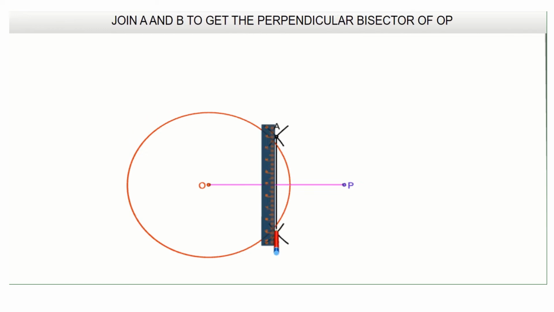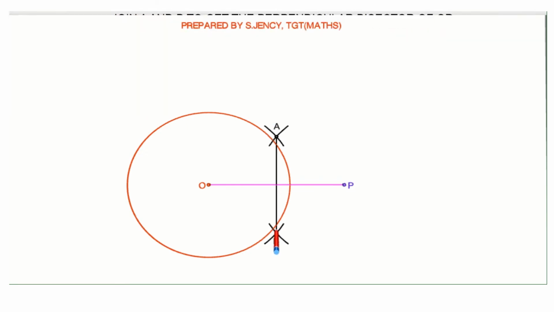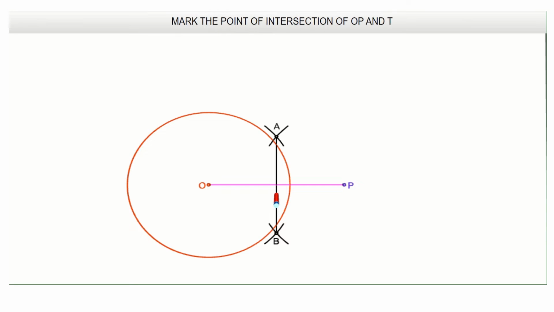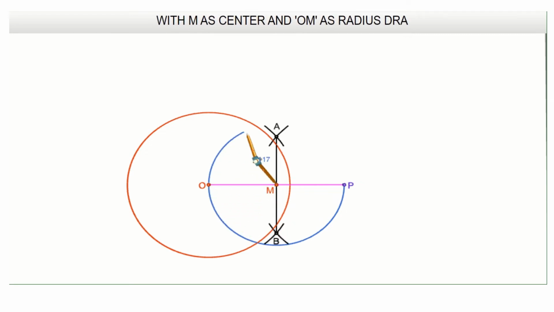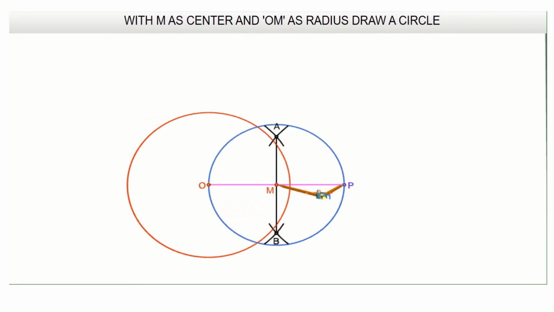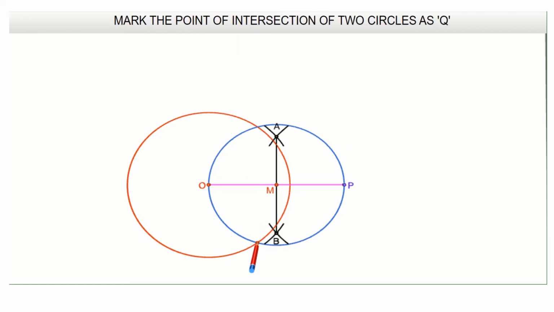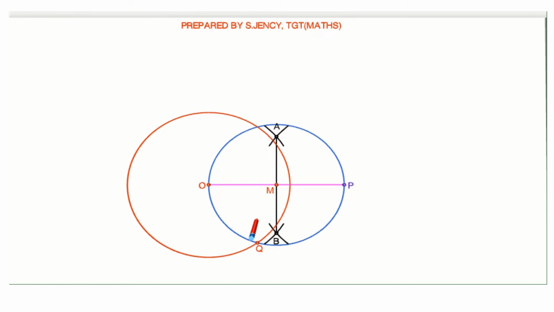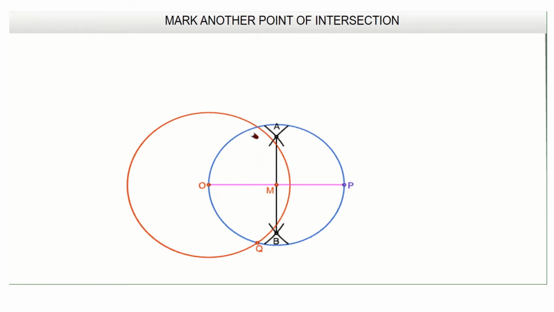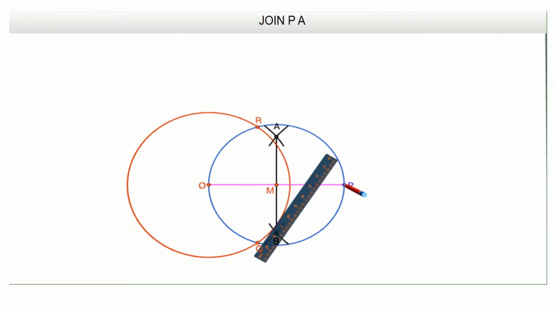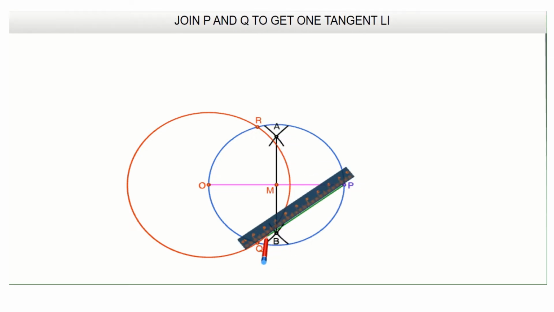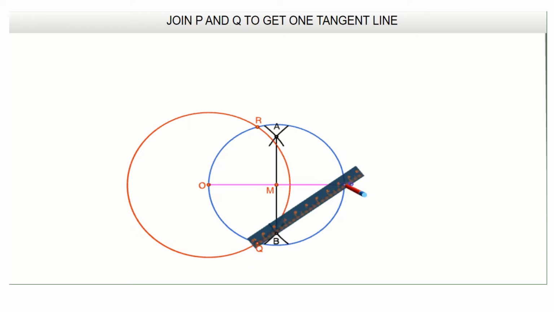Now I am going to join these two intersection points, and the point of intersection on OP is M. So from M, I am going to draw another circle with radius MP. Now I am going to mark the intersection of two circles as Q, and in the upper portion also it is R. Now I am going to join PQ and PR.